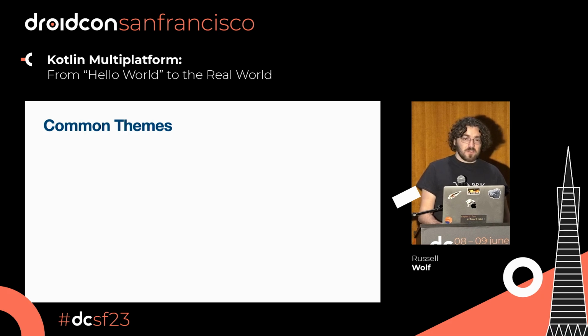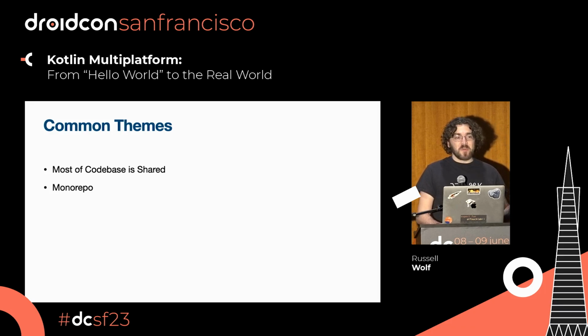And there's plenty of other samples obviously out there, and a lot of them show some common themes when you're doing your first KMP sample. So it tends to be the case that most of the code base will be shared. You'll have usually separate UIs, but a lot of the architecture inside of it will be in shared code. And usually everything will be in a monorepo.